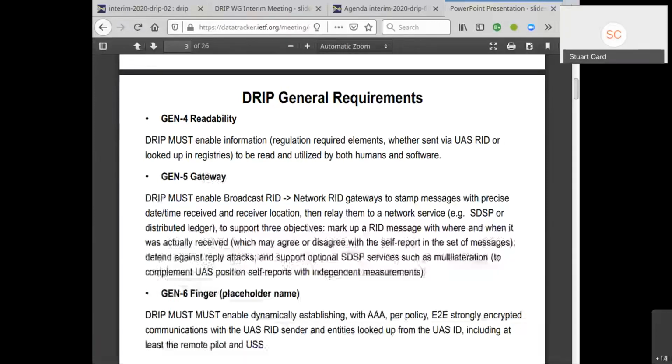Gateway: this is an idea that Bob has been working on, the idea of crowdsourced remote ID. I don't explicitly reference crowdsourced remote ID as such in the requirements because that's a solution approach. But I do say that we need to be able to get back and forth between broadcast remote ID and network remote ID. Actually, not back and forth, just forth, because you would pipe broadcast into network. It wouldn't make any sense to pipe network into broadcast.